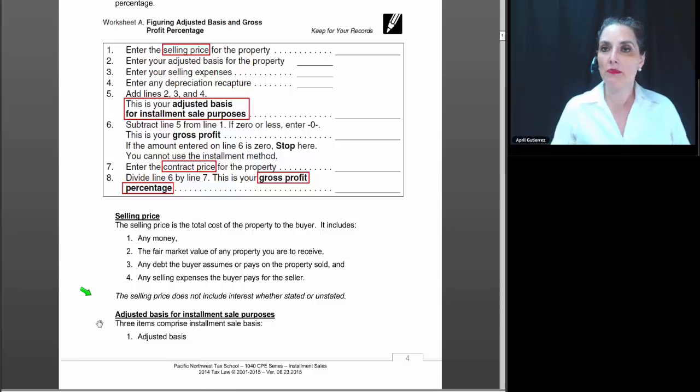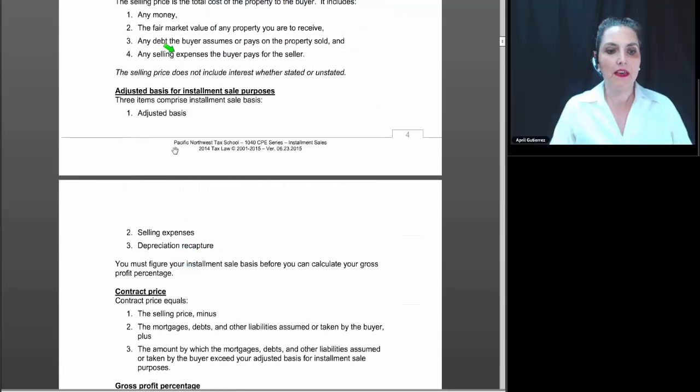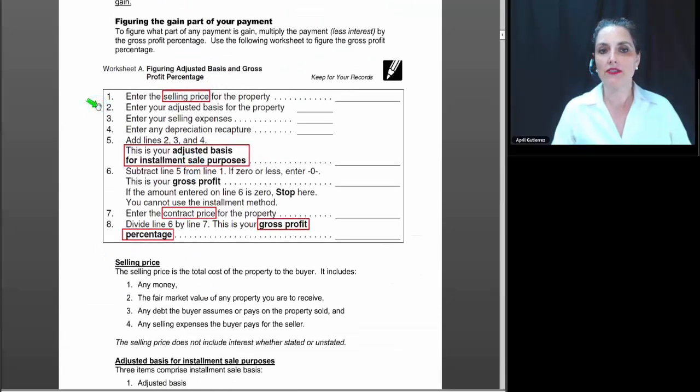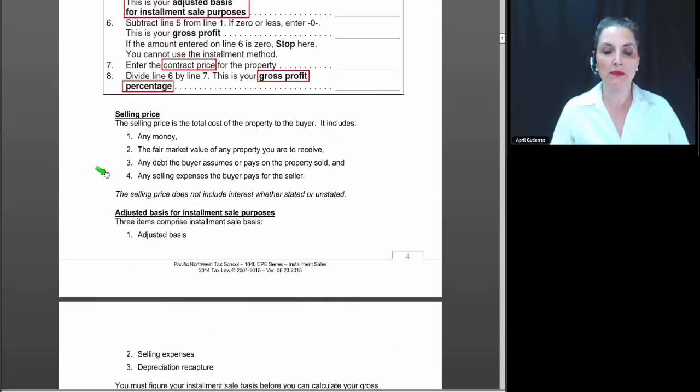Adjusted basis for installment sale purposes. This is the next line. So line 5A, this is your adjusted basis for installment sale purposes. What does that mean? Well, three items comprise installment sale basis. They include your adjusted basis, which is given a line up here, then the selling expenses and depreciation recapture. And so you can see here it says enter your adjusted basis, enter your selling expenses, enter any depreciation recapture, add these lines up, and that becomes your adjusted basis for installment sale purposes.